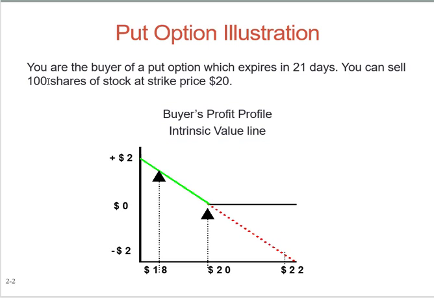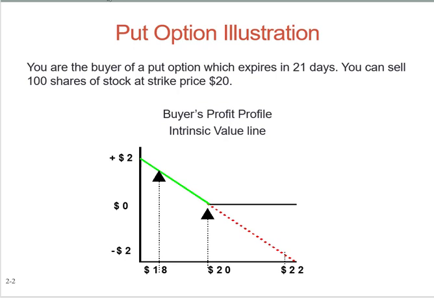So if we look at the illustration, you're buying a put option which expires in 21 days. You can sell 100 shares of stock at $20 each. So you have a choice, sell it or not sell it. The only reason you'd want to sell it is the $20 strike price is attractive. So in this case, you're expecting the price to go below the $20. The further it goes below the $20, the more attractive using the option would be to sell at $20. If the price were greater than $20, you wouldn't want to exercise the option. You'd walk away from the auction and sell the stock in the market.